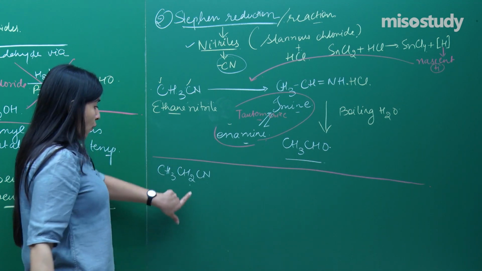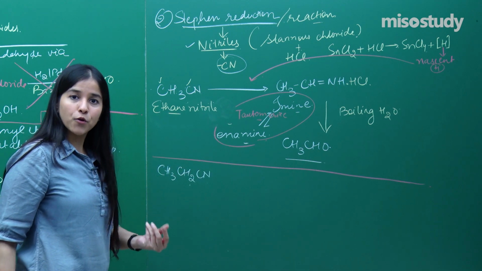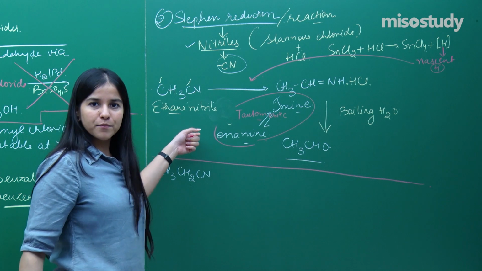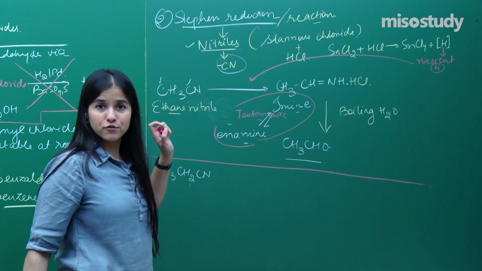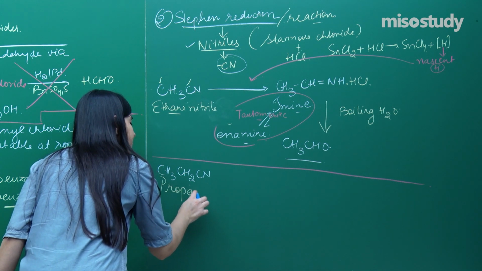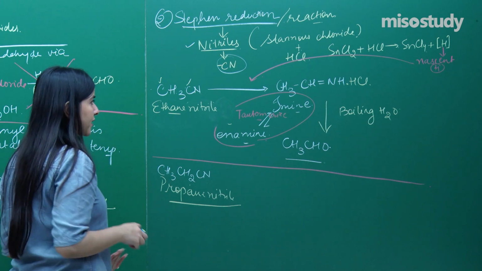And here, what is the name for this compound? 1, 2, 3 carbons, again it's propane nitrile, right? Can you tell me another possible name, another common name for this compound? Think about it. So this is propane nitrile, right? So that is propane nitrile.